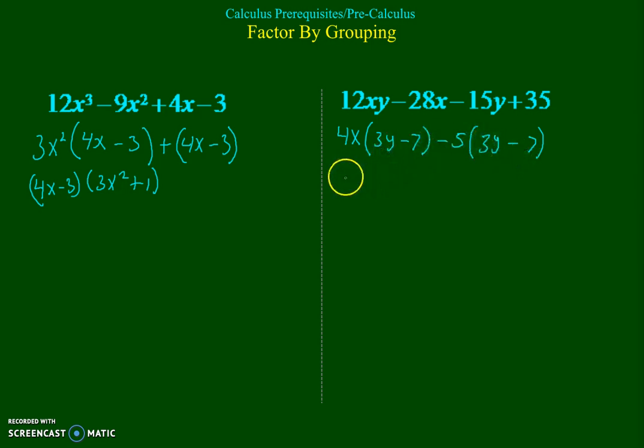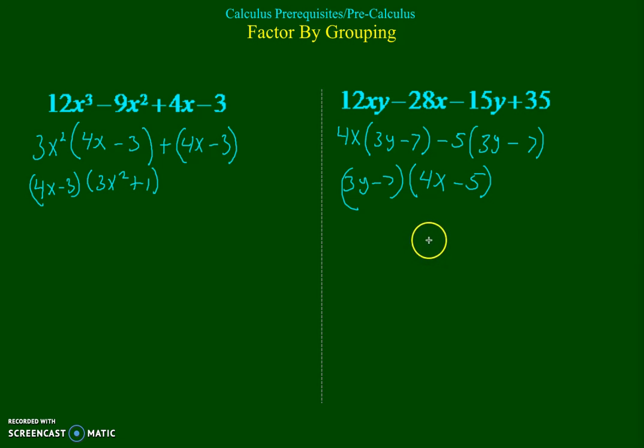So let's pull that out. 3y minus 7. And you realize when we're doing this that we're using the distributive property here. So 3y minus 7. When we take this expression and divide it by 3y minus 7, we have 4x left. We take this one and divide it by 3y minus 7, we have negative 5. And there's our two factors. All right, well that's a really brief overview of factoring by grouping.